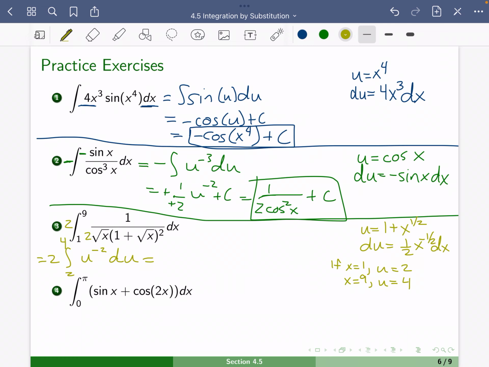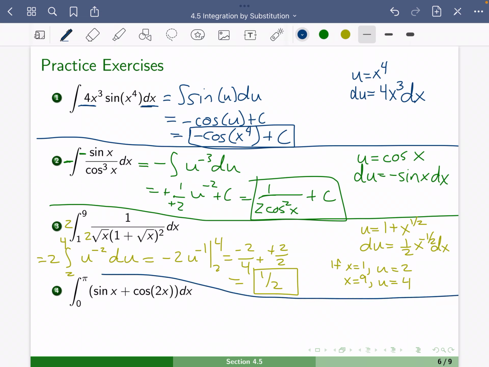Add 1 to the power, divide by the new power. So now we have negative 2 u to the negative first from 2 to 4. And so we have negative 2 over 4 minus a negative 2 over 2. And so we get 1/2. Beautiful. And we have one last example here.